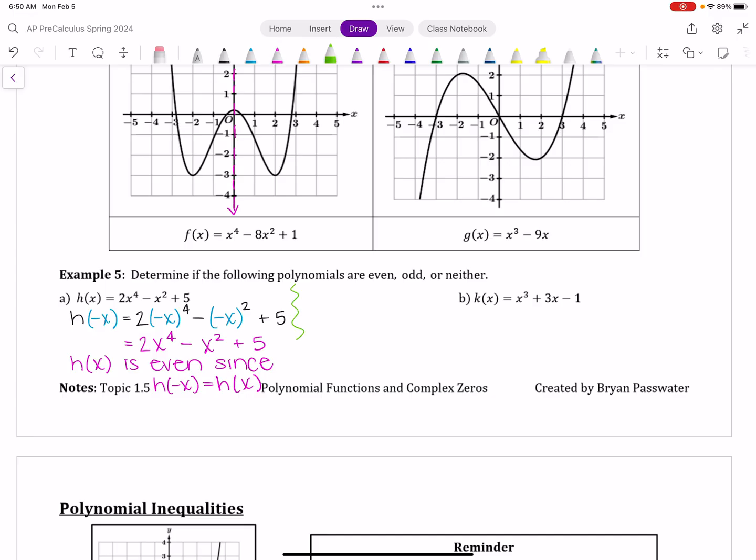Another way to look at it: if you think about h of 1 compared to h of negative 1, that is another way to think about when your function is even versus odd.